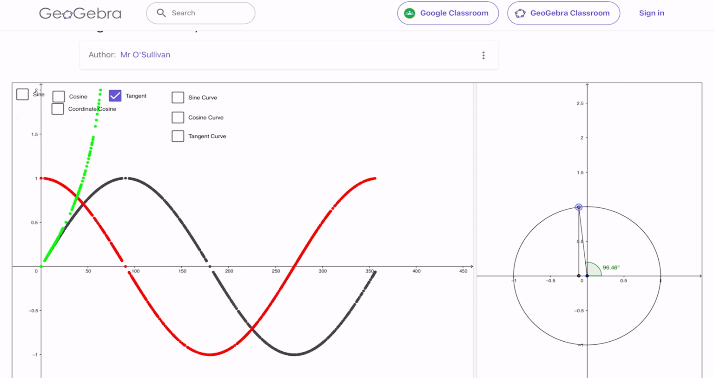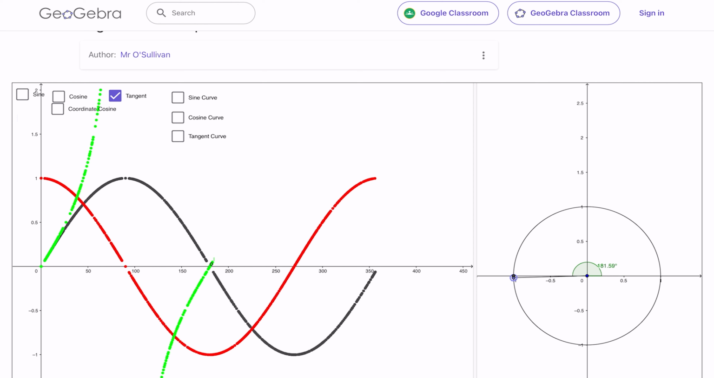As it goes more than 90, you see it's a negative gradient. It's very steep, so this part of the graph will be very steep. As you increase the angle, it's going to get less and less steep, all the way until it reaches 180 degrees when the gradient is 0.